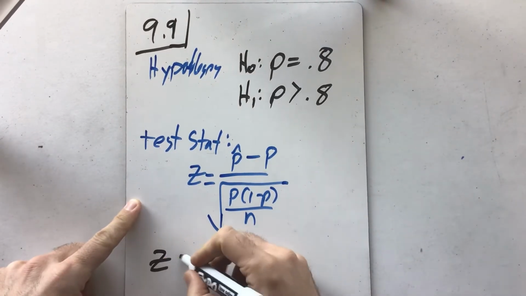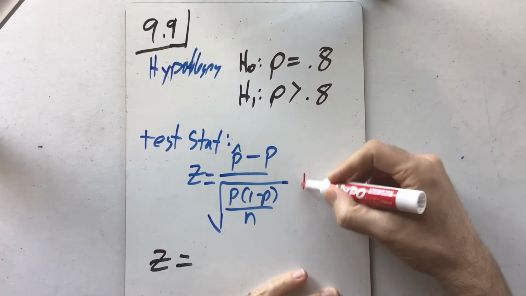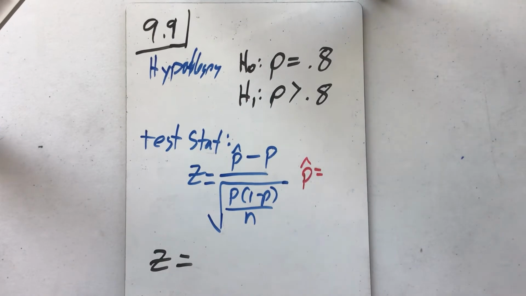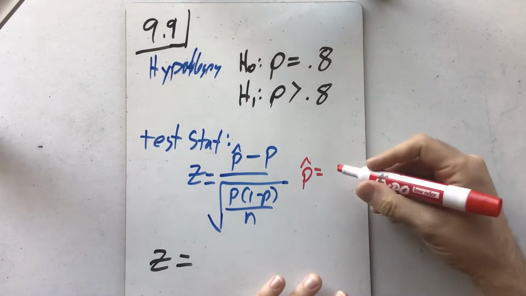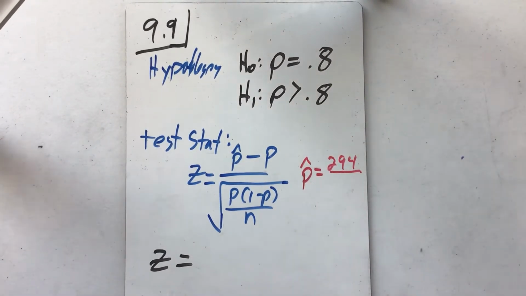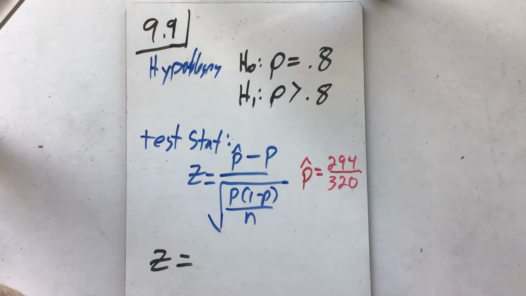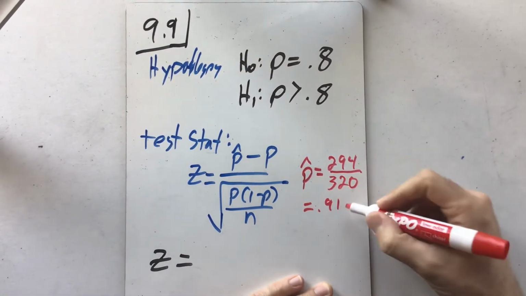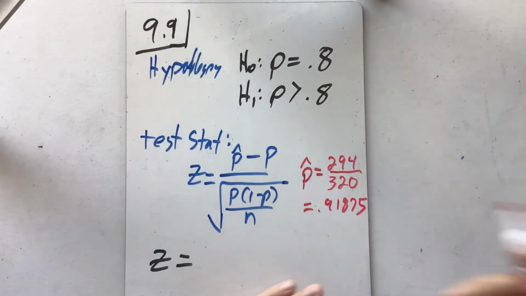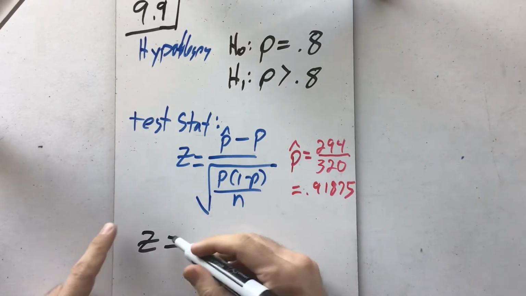That means z is equal to, and now I just have to put these numbers up. Oh, one thing I need to do is calculate what p hat is, because I don't know it yet. Well, p hat is just found by taking the number of successes divided by the total number in the sample. We had 294 successes here, with a tail being a success, out of 320. When I take 294 divided by 320, I get 0.91875. Okay, so 0.91875 is that number. Now I need to calculate all of that with my z formula.